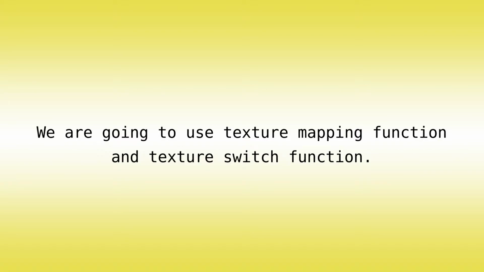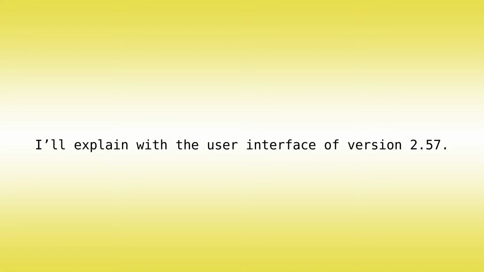Let's use texture animation. Second half. Here, we add further process to the created video in the first part. We are going to use texture mapping function and texture switch function. I'll explain with the user interface of version 2.57.